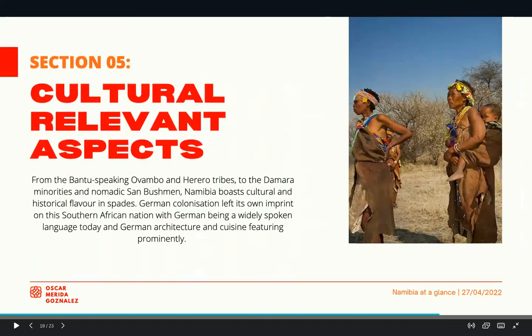And last but not least, the culturally relevant aspects. From the Bantu-speaking Ovambo and Herero tribes to the Damara minorities and nomadic San Bushmen, Namibia boasts cultural and historical flavors in spades. German colonization left its own imprint on this Southern African nation, with German being a widely spoken language today and German architecture and cuisine featuring prominently. With just 2 persons per square kilometer and a population of 2.5 million, Namibia's different cultures span an impressively diverse population for what is a sparsely populated country.